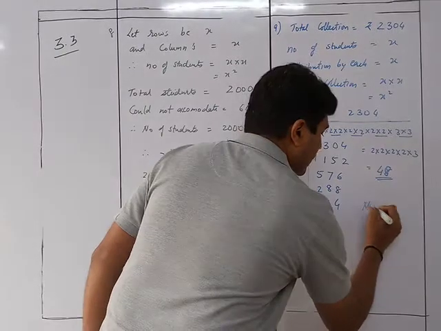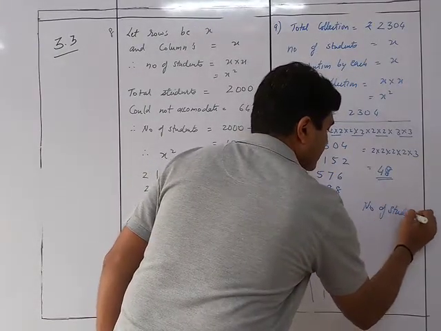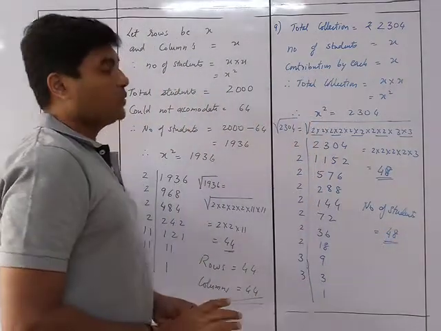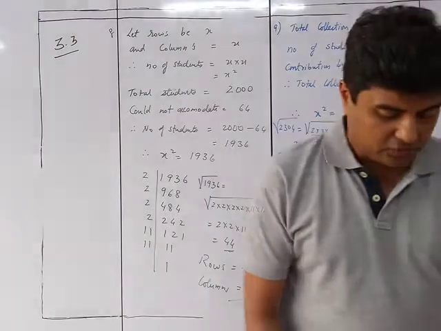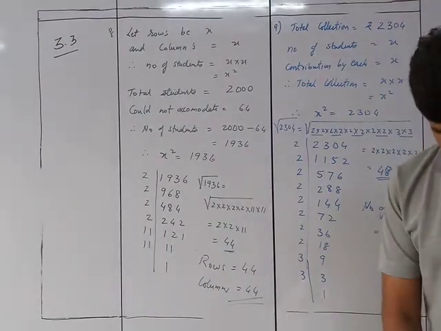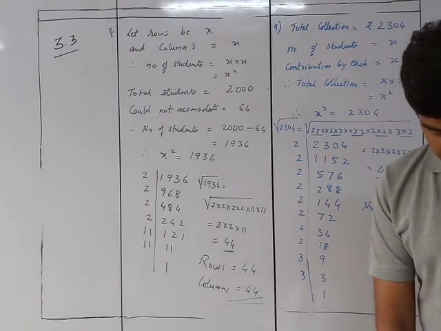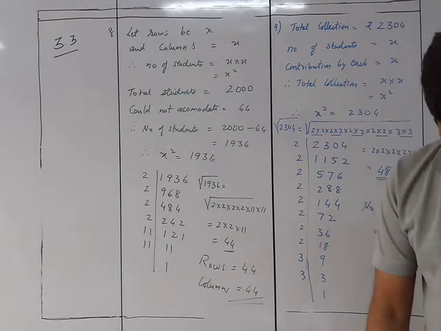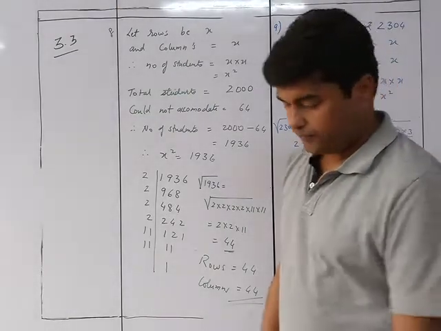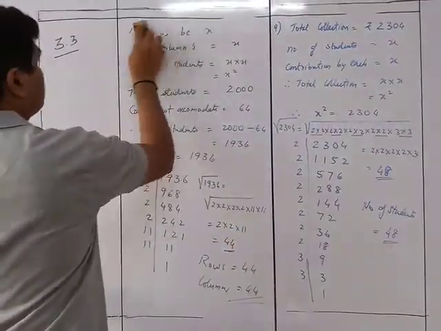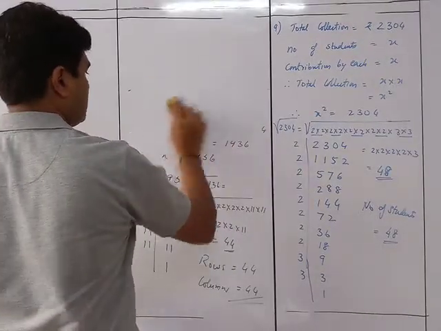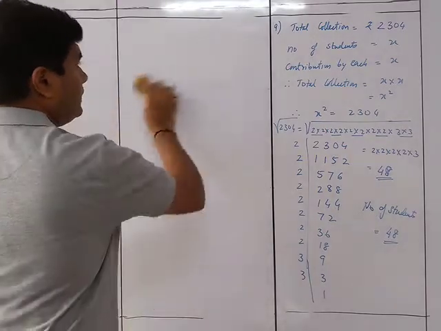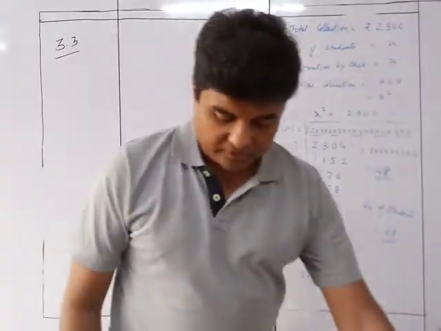So the number of students is equal to 48. That is question number 9. I just check the answers, 48 here. We come to question number 10. Okay, question number 10 now.